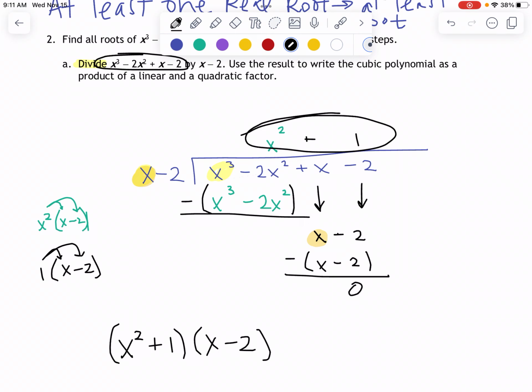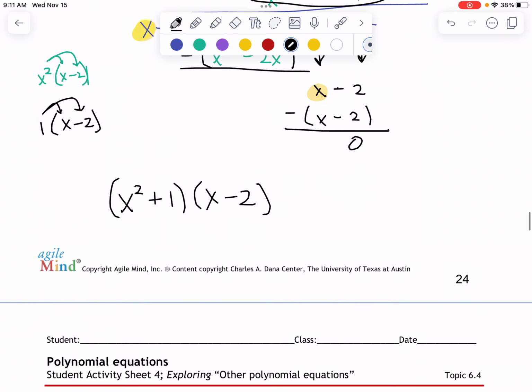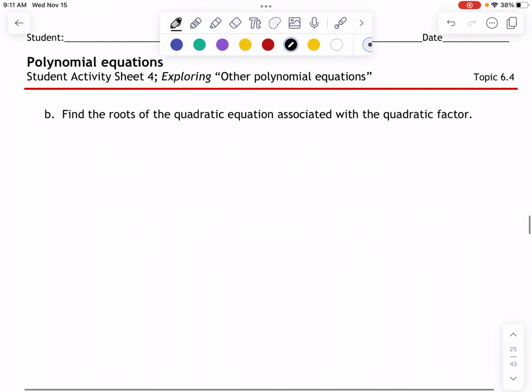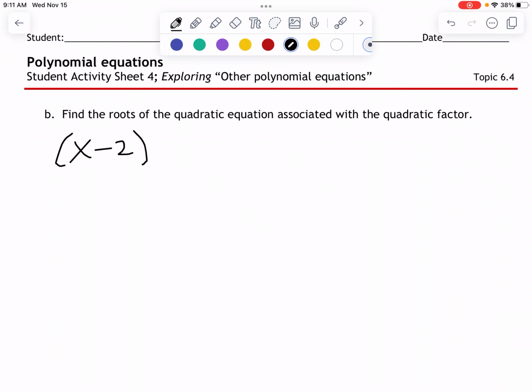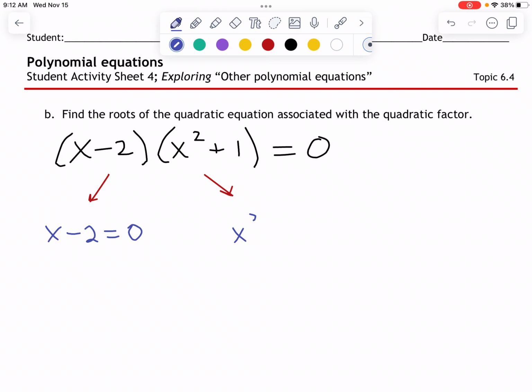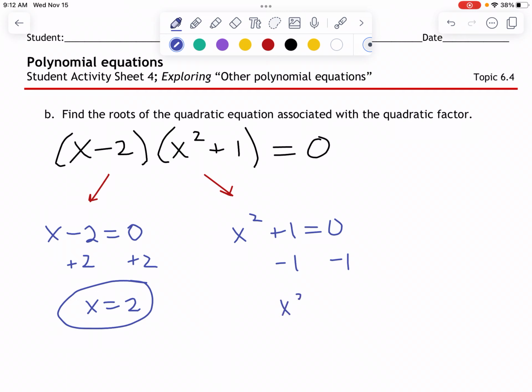All right, so now if I want to find those roots, I know that I have an x minus 2 times an x squared plus 1, and I know this equals 0. So if I want to find my roots, I have my two mini algebra problems. I have x minus 2 equals 0, and I have x squared plus 1 equals 0, because 0 times anything gives me 0. All right, to solve this one on the left, I'm going to add 2 to both sides, and one of my roots is hanging out at 2. All right, to solve the next one, I'm going to subtract 1 on both sides. So x squared equals a negative 1.